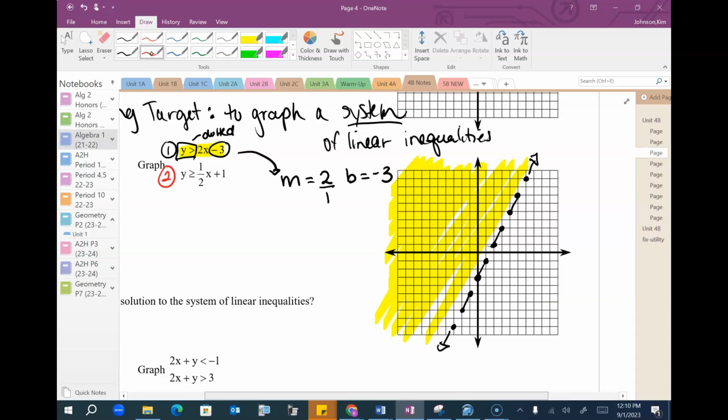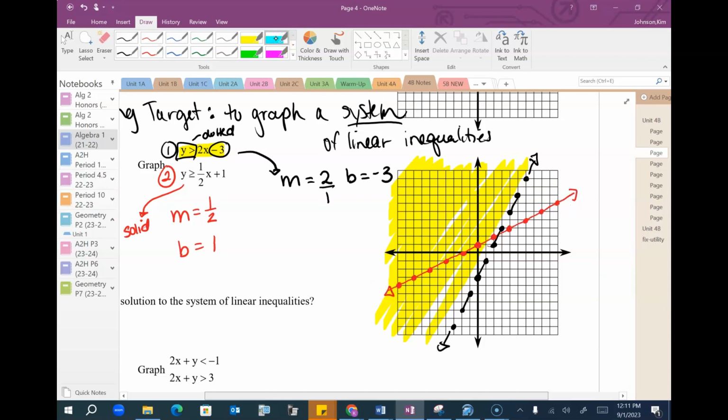Now we're going to go ahead and move on to graphing the second one. Again, this is in slope-intercept form, so identify the slope and the y-intercept. I plot the y-intercept of 1. The slope is 1/2, so I go up 1 over 2, up 1 over 2, all the way through the grid. Okay, and then I'm going to decide what type of line I should be using. It is underlined, so that means I want to include the line because it's greater than or equal to. So here, I'm going to use a solid line to connect those red points.